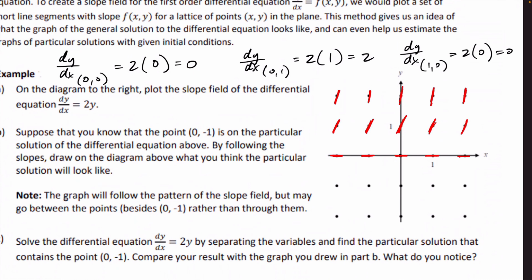Where y equals -1, what is the slope going to be? -2. So we're going to draw something that's perpendicular to these guys. Perpendicular, so -2. Draw it the best you can, little segments. And then when y is -2, what's the slope? -4, right?